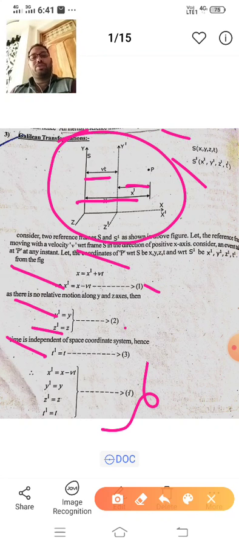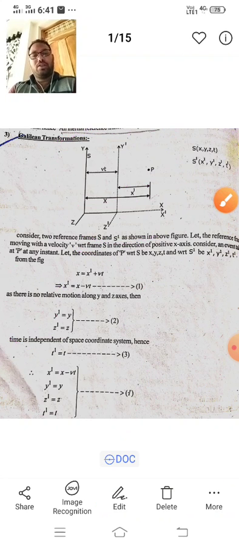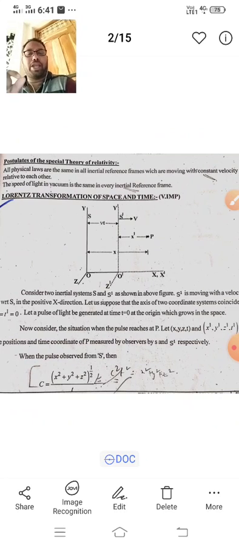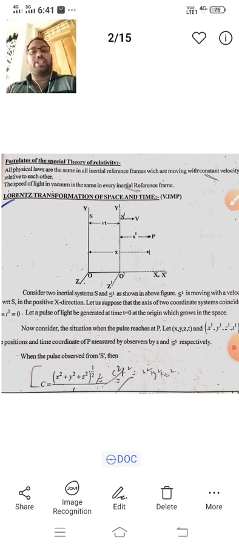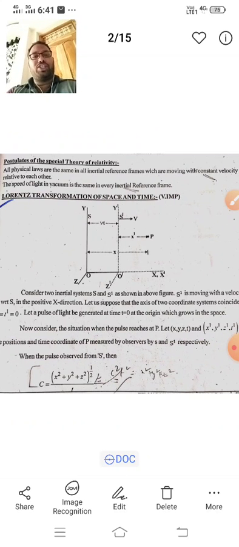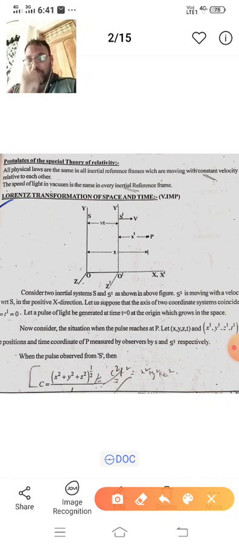The Galileo transformations explain only low velocities of frames, but for high velocities, similar to the velocity of light, the Lorentz transformations can explain it. These Lorentz transformations are explained by the postulates of the special theory of relativity, invented by Albert Einstein.